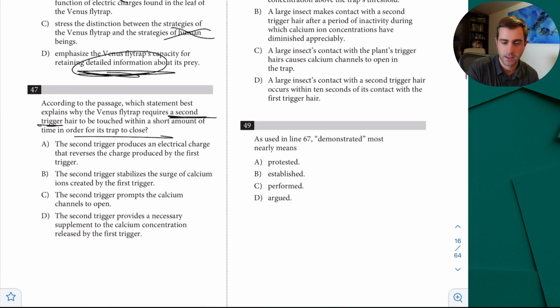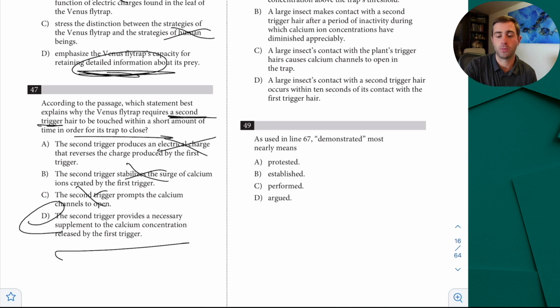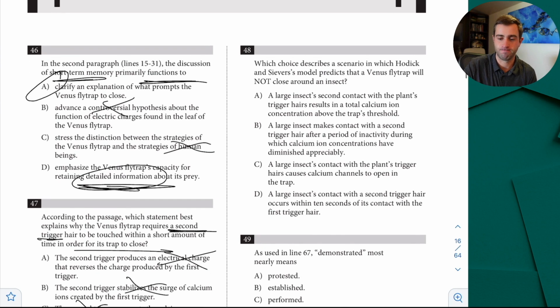So as we look back at this, produces an electrical charge. That was the later experiment. I can't remember the name of the person who did the experiment off the top of my head. The second trigger stabilizes the surge. We're not stabilizing, we're pushing it over. Prompts the calcium channels to open. Well, that would be the first trigger prompting them to open. The second trigger provides a necessary supplement. That's what we're talking about. We're pushing it over, we're supplementing it.